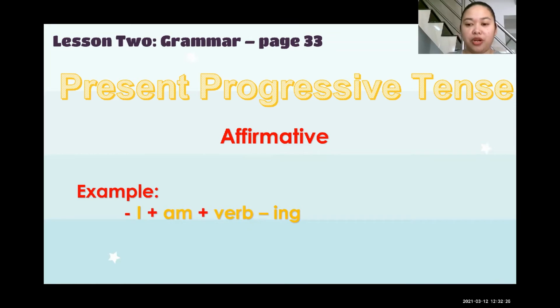First, you need to remember that you need to use the pronoun plus the verb to be. This is our pronoun I, plus the verb to be, plus the verb in ing form. This is our example sentence. I'm snorkeling. Here, we use the short form of I am. Let's take a look at another example.